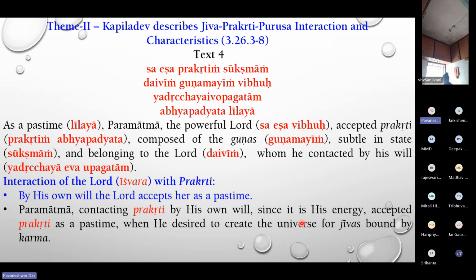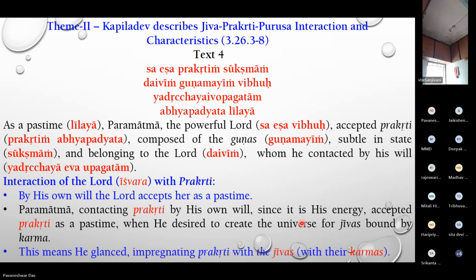So for that, Bhagavan accepted one of his energies, which is known as Prakriti. Accepting her, through her he created this material universe, wherein the baddha jivas can stay and exercise their free will and do whatever they want. This means he glanced at Prakriti and impregnated Prakriti with baddha jivas along with their karmas, so that baddha jivas can take birth within Prakriti and fulfill their desires and exercise their free will. So that is the connection.